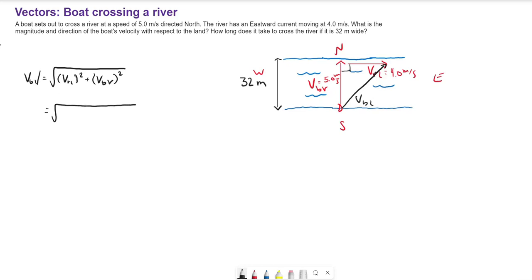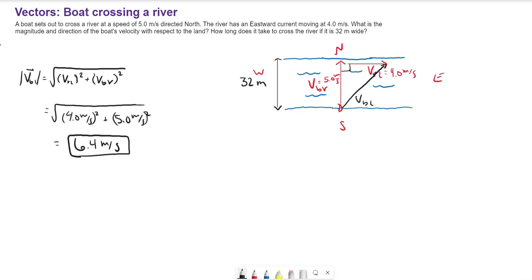So let's go ahead and plug in the values that we have. This is going to give us the magnitude of this velocity vector of the boat with respect to the land. So this is 4 meters per second squared plus 5 meters per second squared. This is just going to give us 16 plus 25, and we take the square root of that. And that is going to give us 6.4 meters per second. So this is the magnitude of our velocity vector.